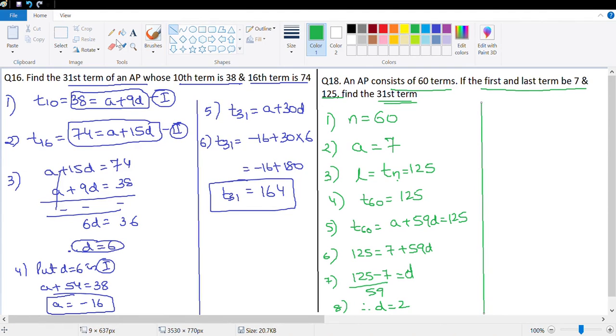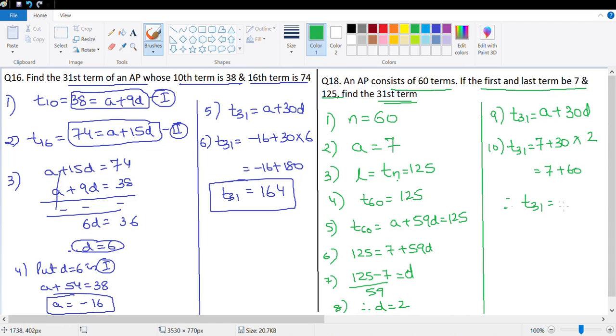Now it's fairly simple. All we need to figure out is the 31st term. So it'll be given by the formula A plus n minus 1 times D. That's 31 minus 1, 30. So A plus 30D. So T31 will be equal to A, which is 7, plus 30 times D. D was 2. So this is 7 plus 60. Therefore, the 31st term is equal to 67. Good. That brings me to the last homework question.